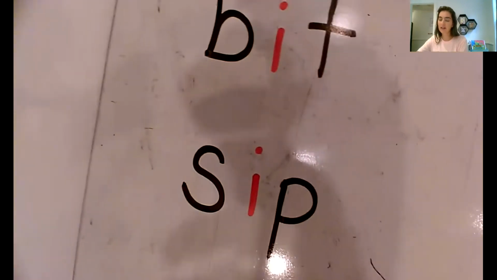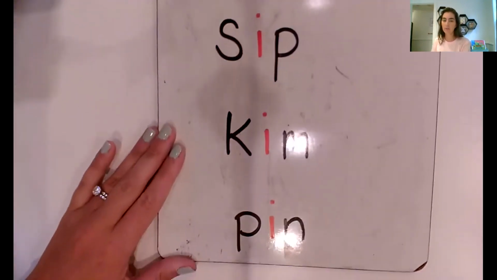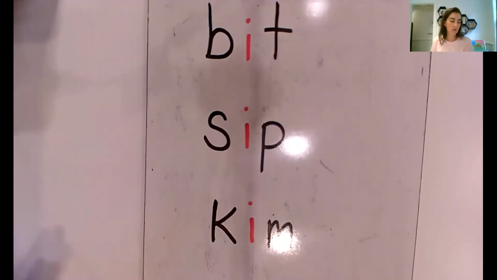So if the child is next to me, I would likely be using paper or a little whiteboard, and I would pull this out and we would look at the words. All right, you were right. It is the letter I that says I.